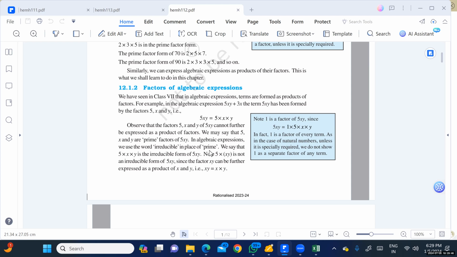Sir, irreducible we use with algebraic expressions, and prime numbers we use when we have natural numbers. Correct? Yes, yes, sir. So when we are handling algebra, we use this term irreducible. They are irreducible factors. We will not say prime factors.